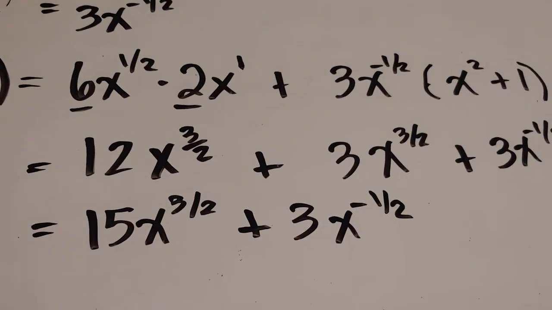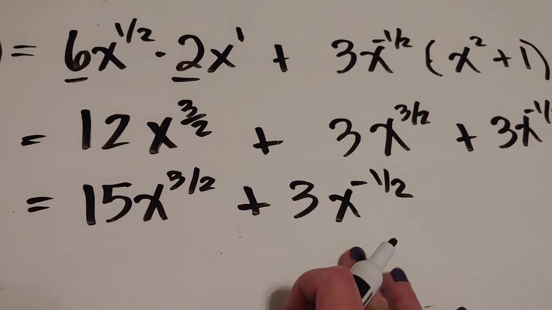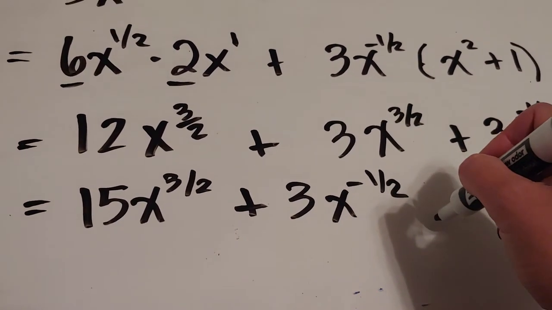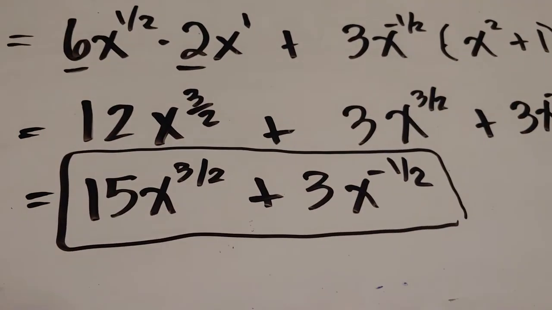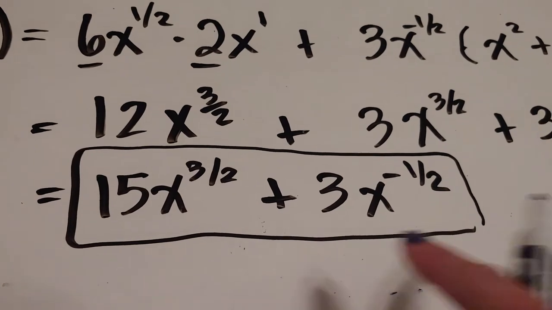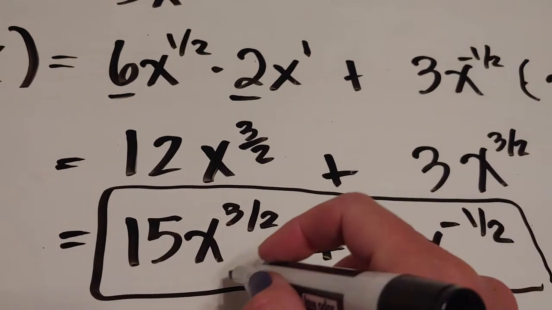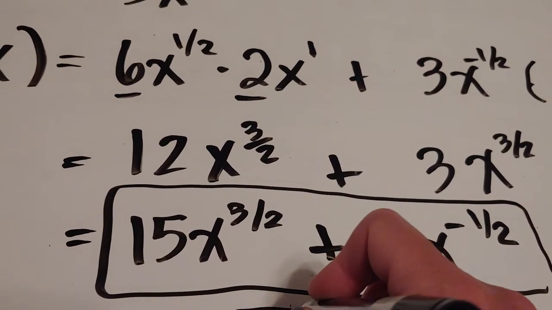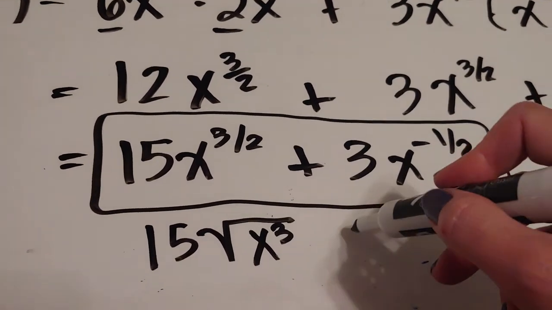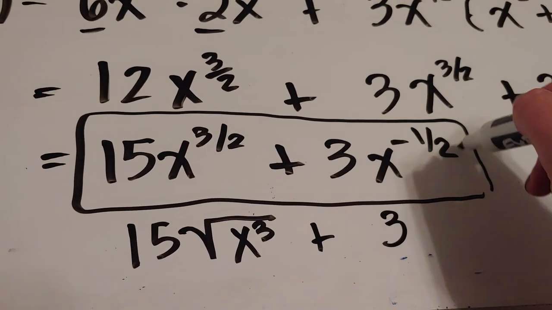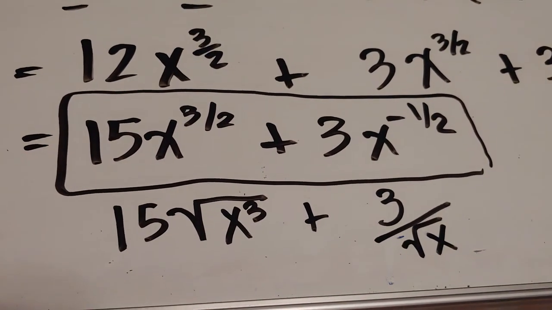All right, before I call this problem done, one last thing is that I am okay with you leaving your answer here. However, in the book, they'll rewrite it with roots. And when we get to chapter 4, we're going to want to have that ability also of writing it as roots. So let's talk about what roots these are. To the 3 halves means that this would be the square root of x cubed. So this would be 15 square root of x cubed plus 3. And this negative 1/2 is a square root in the denominator. So that's the other way you could write this.